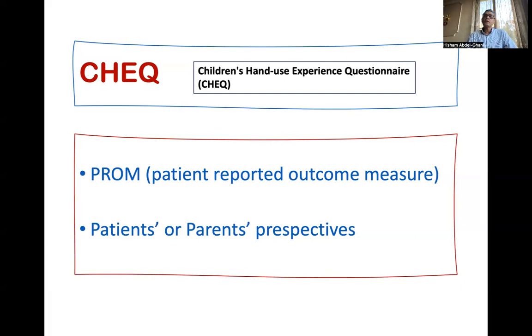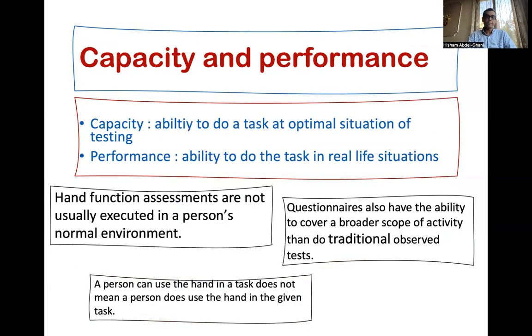So there is another category of assessment, which is the patient-reported outcome measures. An example of this is the CHEQ test. It's a questionnaire asking about the functional use of their upper limb. In all these classifications, we have to differentiate between capacity and performance. What is the difference? Capacity is the ability to do a task in an optimal testing situation, but performance is the ability to do the task in a real life situation.